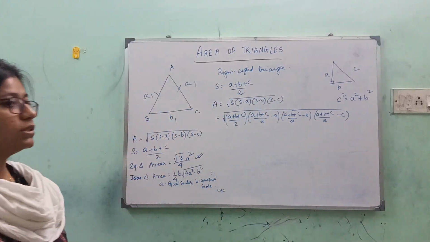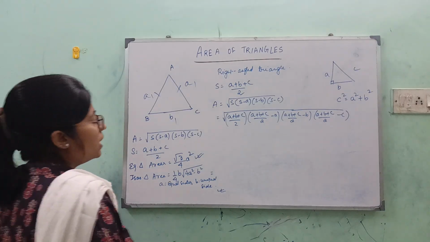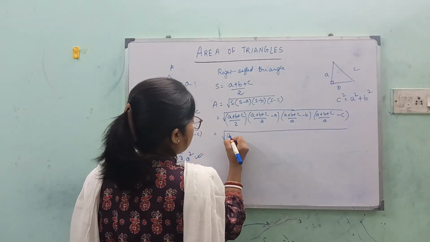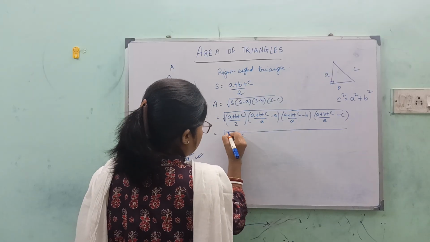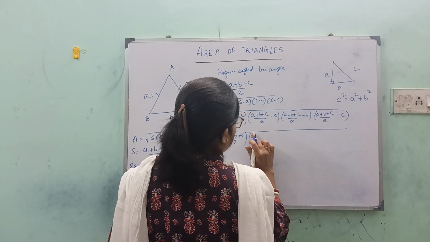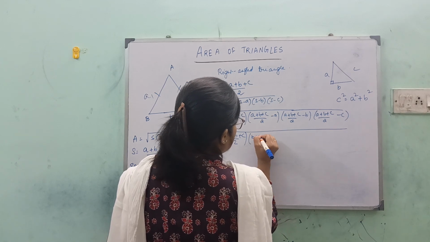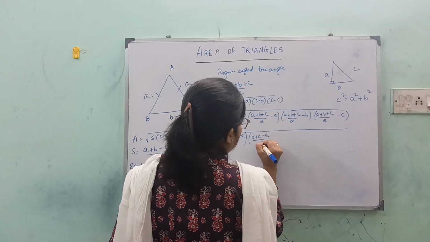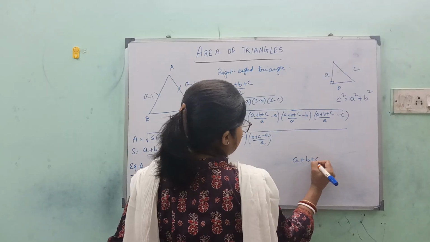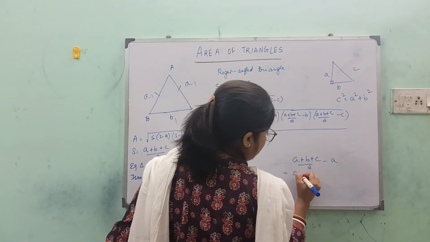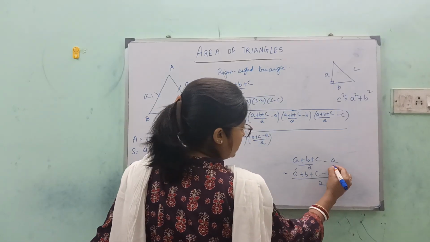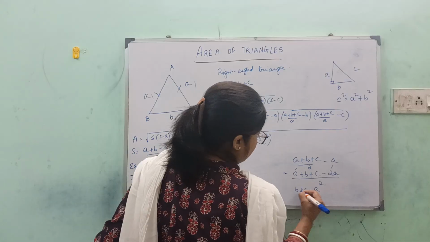Till here I suppose everybody is clear. Alright. Now let us simplify this further. So this is A plus B plus C by 2 as it is, no change. Here if you simplify you will get B plus C minus A by 2. Now how are we getting this? I'll just show you. A plus B plus C by 2 minus A. So this becomes A plus B plus C minus 2A by 2. So this makes it B plus C minus A by 2.